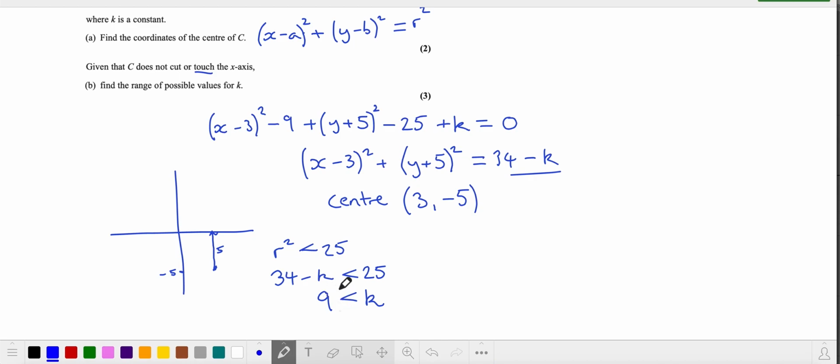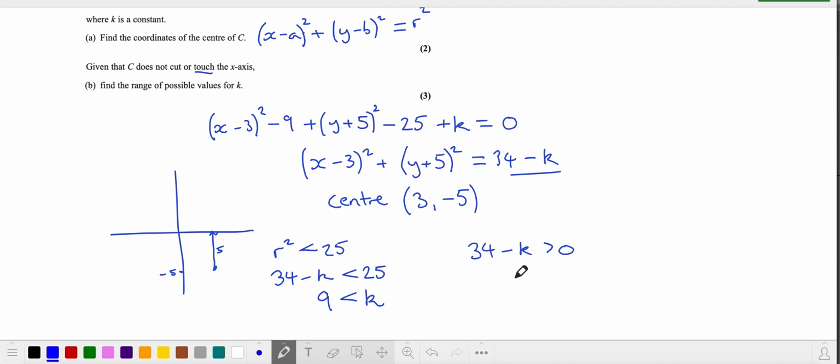But of course, although there is a minimum value of k, which is 9, there's also a maximum value of k, because the radius must have some length. If the radius was 0, then there wouldn't be a circle. It would just be a dot, just a point on the graph. So for it to be a circle, that radius has a minimum length of something greater than 0. So 34 minus k must also be greater than 0, because if the radius is greater than 0, then the radius squared is also greater than 0.